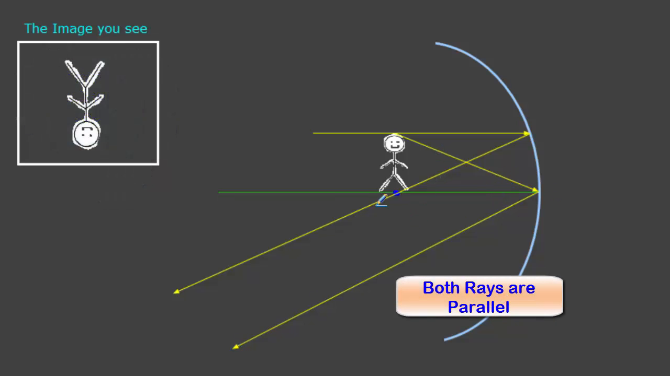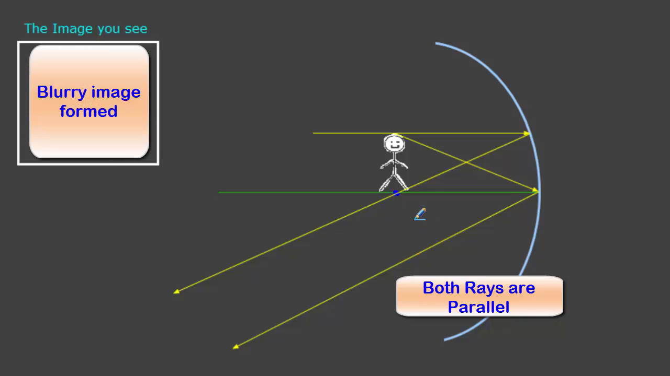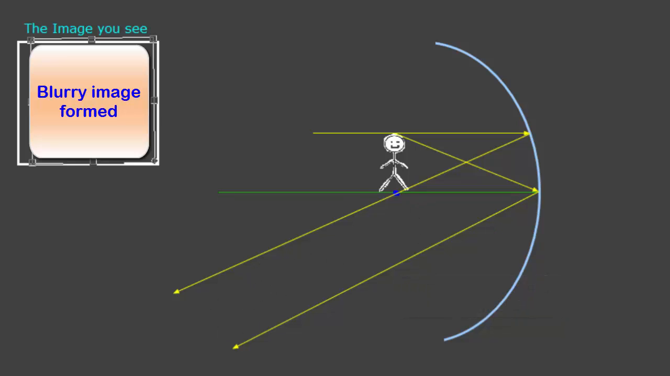Now, as we can see, the light rays are actually parallel to each other, and they're never going to meet. Now in this instance, there's no focus point, so our vision for this is going to be blurry or non-existent. It's hard for us to distinguish a picture.